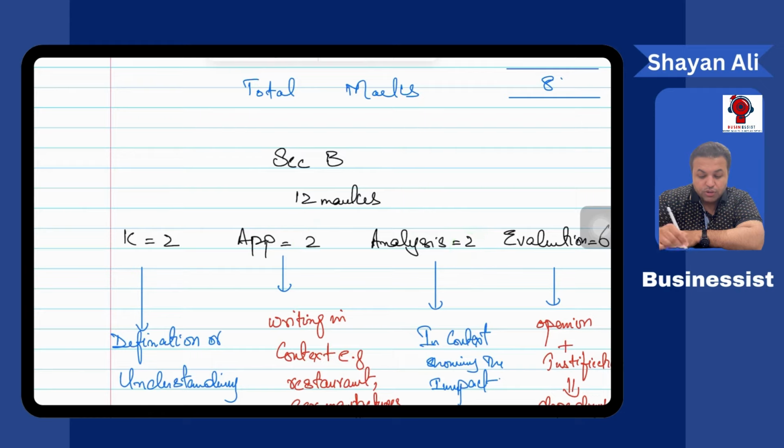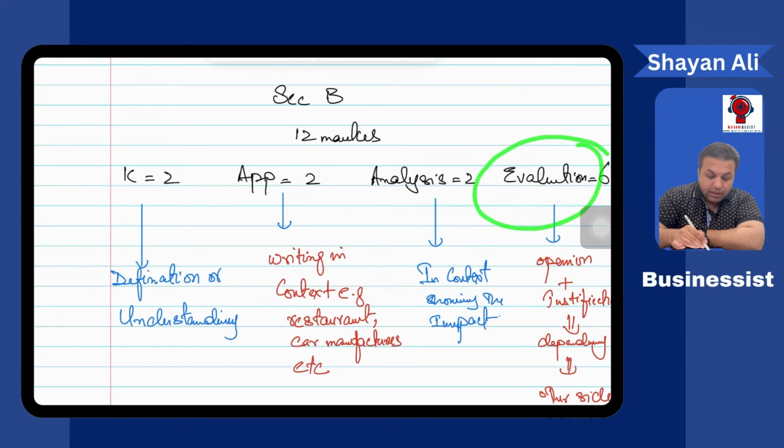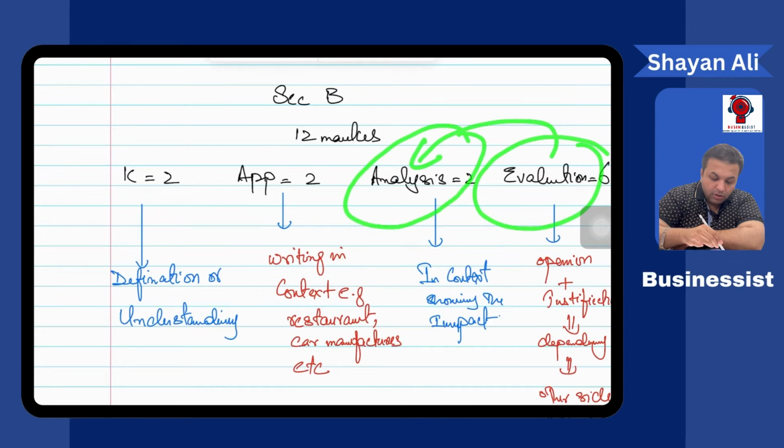This is the most crucial part. Majority of the students, they suffer in evaluation. Now, as I have told you in the previous lectures, evaluation is basically dependent on analysis. Analysis is dependent on application, and definitely application is dependent on knowledge.